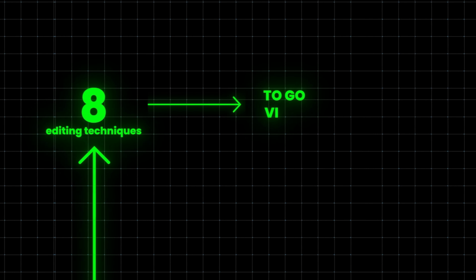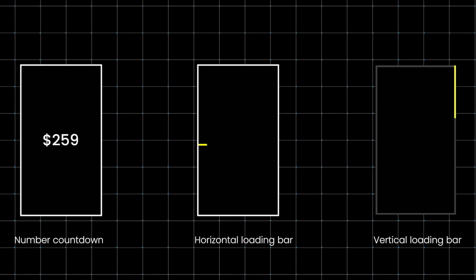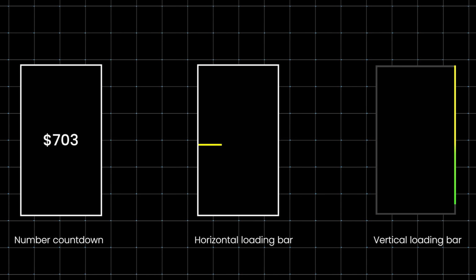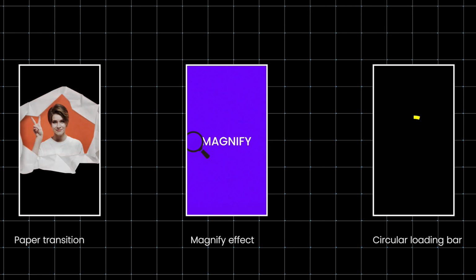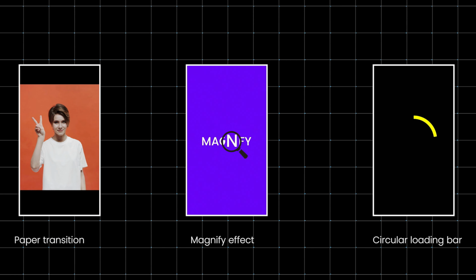In today's tutorial, we are diving into 8 After Effects editing techniques that will not only make your videos pop, but could even help them go viral. From creating sleek loading bars and eye-catching text highlights to mind-blowing paper transitions and wiggle animations, I got it all covered.